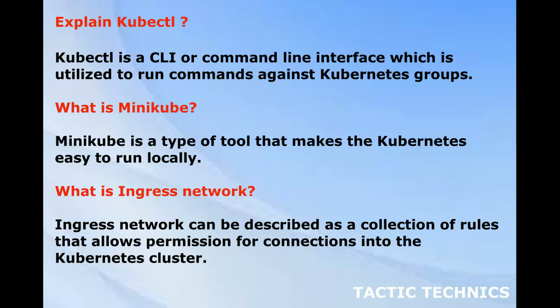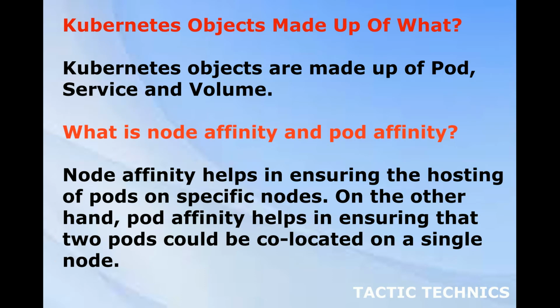What is an Ingress network? Ingress network can be described as a collection of rules that allows permission for connections into the Kubernetes cluster. Kubernetes objects are made up of what? Kubernetes objects are made up of pod, service, and volume. What is node affinity and pod affinity? Node affinity helps in ensuring the hosting of pods on specific nodes. On the other hand, pod affinity helps in ensuring that two pods could be co-located on a single node.